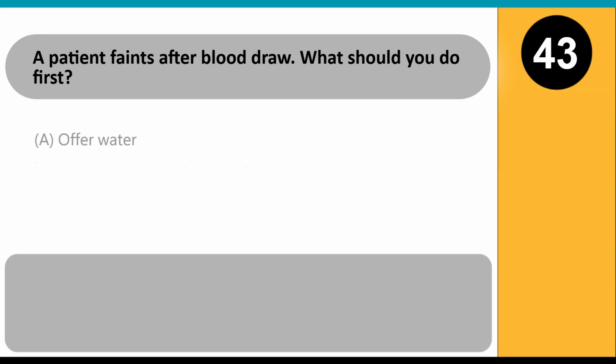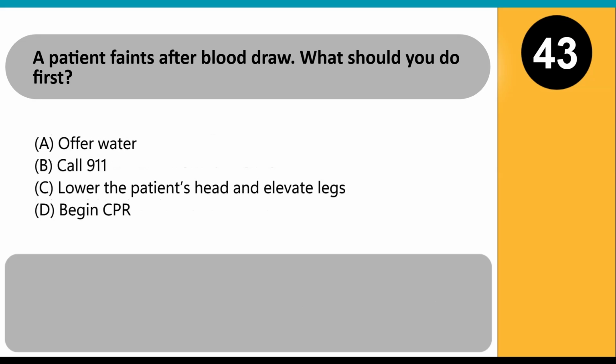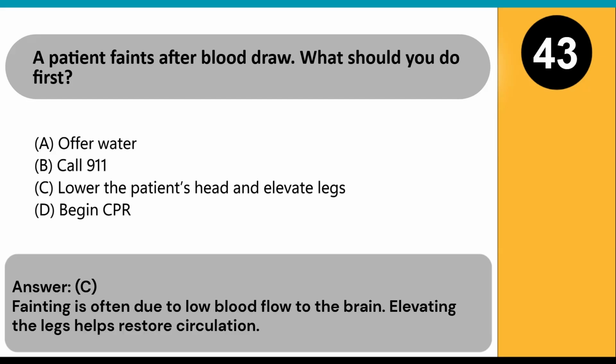A patient faints after blood draw. What should you do first? A. Offer water. B. Call 911. C. Lower the patient's head and elevate legs. D. Begin CPR. Answer C. Fainting is often due to low blood flow to the brain. Elevating the legs helps restore circulation.